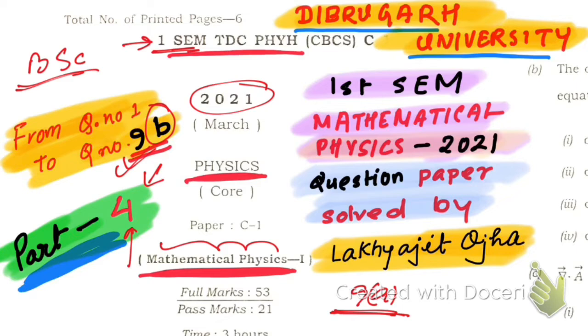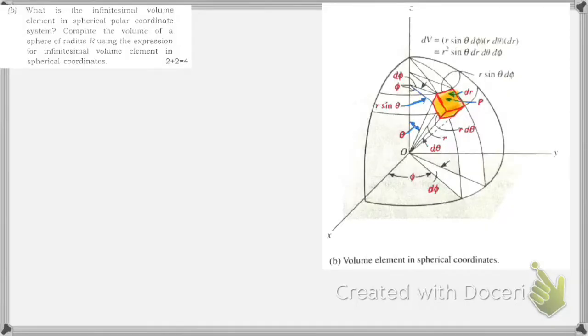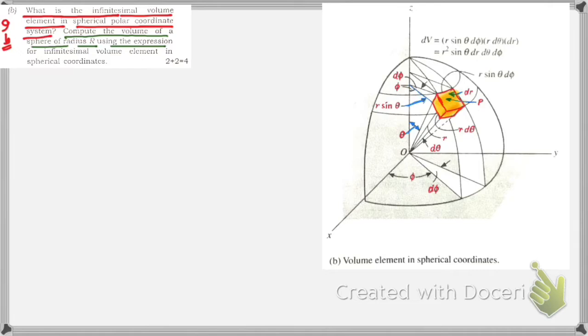So now let's start. This is question number 9b. What is the infinitesimal volume element in spherical polar coordinate system? And also we need to compute the volume of a sphere of radius r using the expression for the infinitesimal volume element in spherical coordinates.